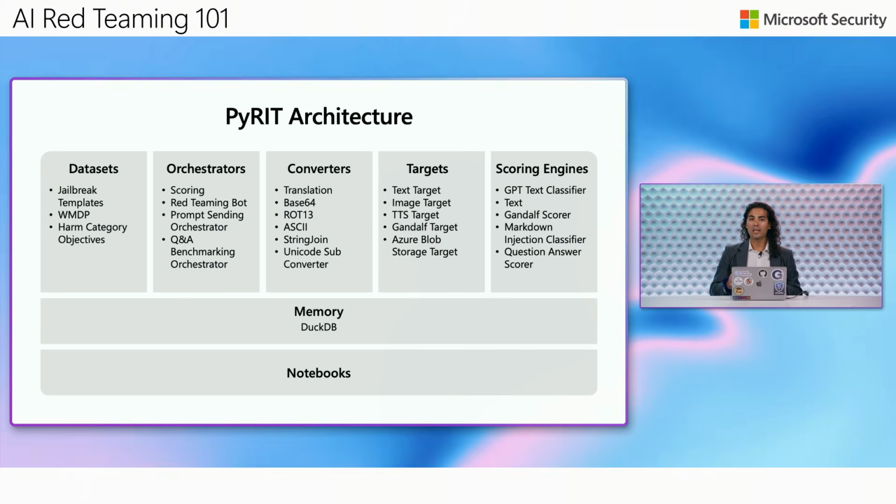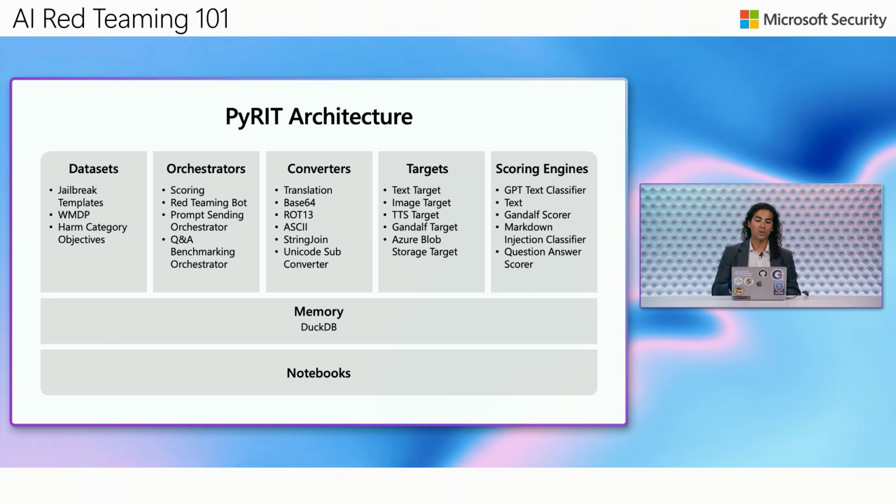At a high-level architecture, this is how PyRIT works. We have the concept of datasets, orchestrators, converters, targets. We have scoring engines. We have memory, and then we have notebooks that build on top of all of this. The datasets, you can think of them as building blocks. These are our jailbreak templates. We have the weapons of mass destruction proxy dataset.